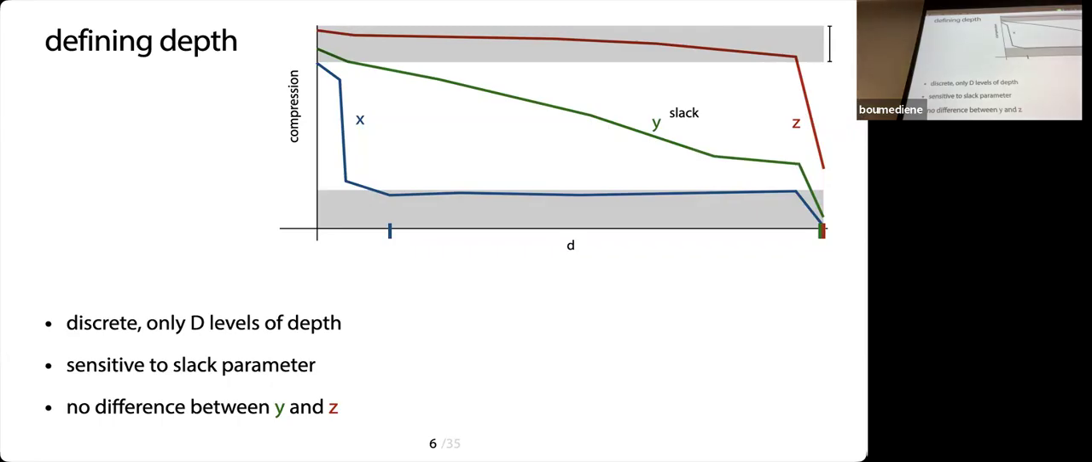So there's a couple of problems with this, especially if we want to do this practically. We only have D levels of depth, so it's kind of coarse-grained in terms of what we can express, especially if we don't have a very deep hierarchy. It's very sensitive to this slack parameter. So if we very slightly change the slack parameter by a constant amount, suddenly we could end up caring about this amount of compression improvement over here, and the depth of the blue line can switch all the way from the lowest depth to the highest depth. So a constant change in your slack parameter can suddenly massively change your depth. And it doesn't really distinguish between Y and Z, right? So both of them can only be optimally compressed at the top depth.